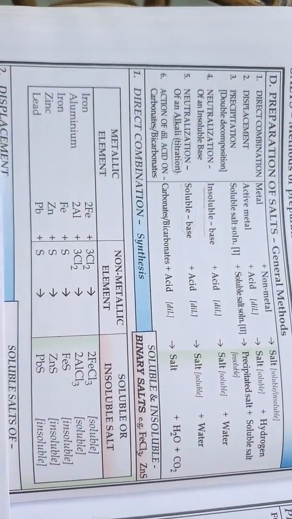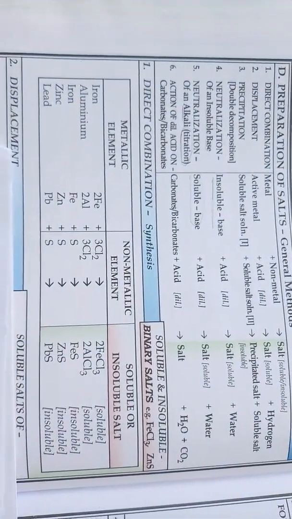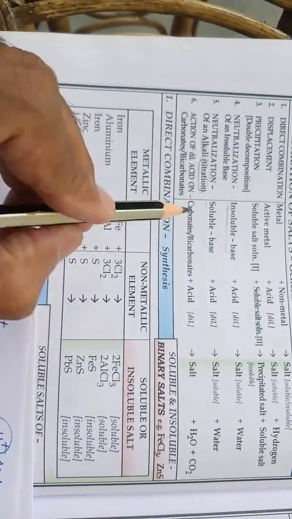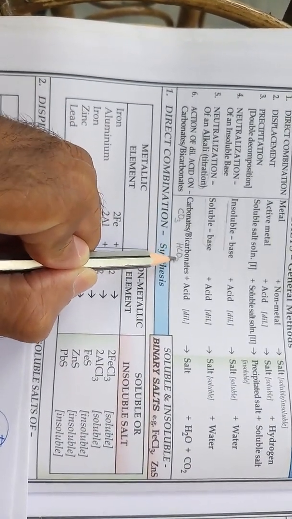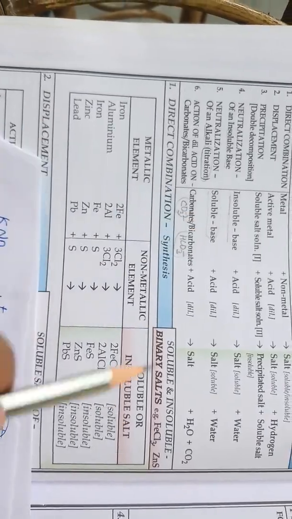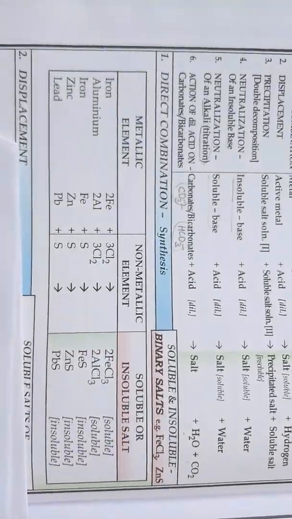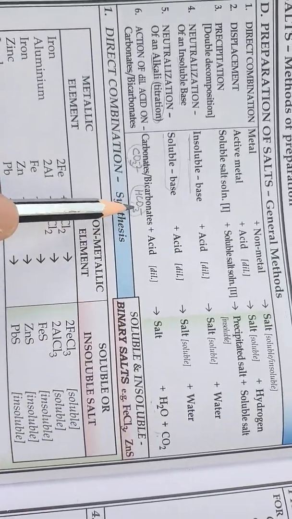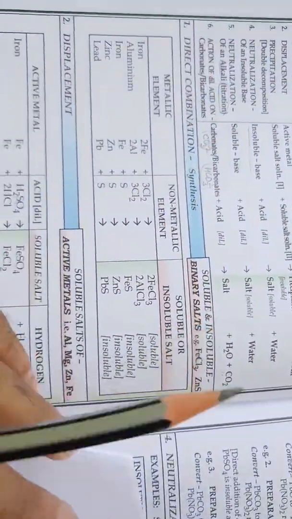And then action of dilute acid on carbonates or bicarbonates. When we treat carbonates or bicarbonates with acid, we have salt, water and carbon dioxide. We learned earlier that when we have carbonate or bicarbonate, then we generally receive, if it is carbonate, CO2 and H2O, right? If it is bicarbonate also, we still get H2O and CO2, because this turns into CO2, right? Now direct combination, I will give you an example.